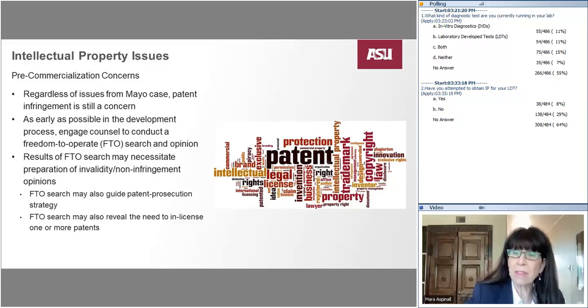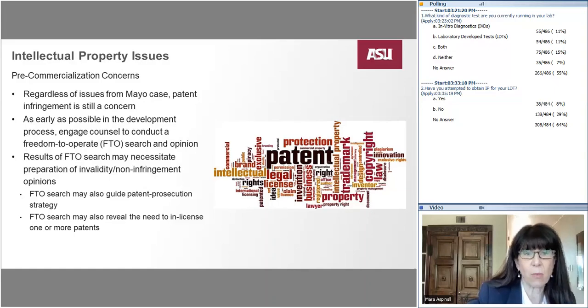I think you have the overview of the IP, and we can see in our poll that 68% of you are not focused on IP for LDTs, 19% of you are. I'm not surprised by those numbers, but whenever you do, hopefully this gives you a sense of what's out there and some of the key pieces of information you should take into account.